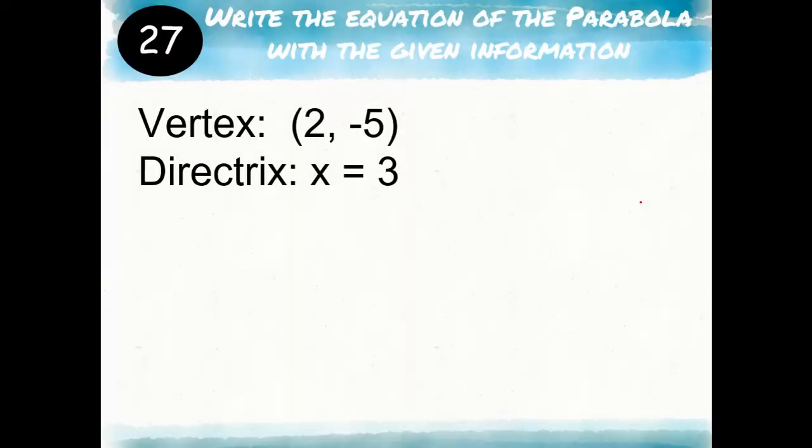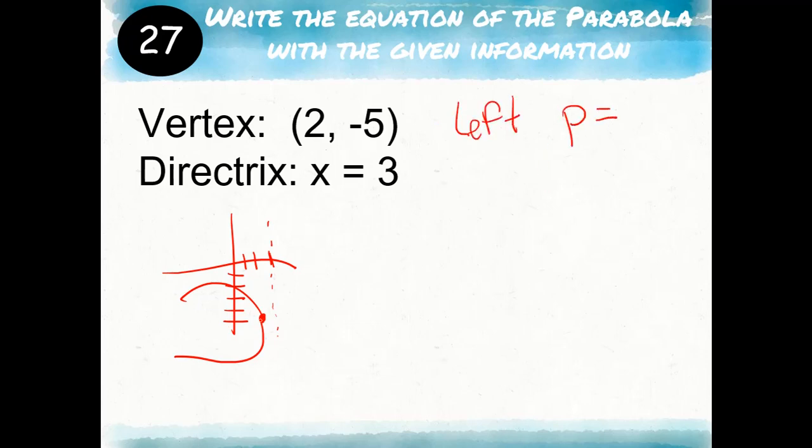Now, what if I'm given the Directrix? Oh, no. It's all right. We got this, okay? So I'm going to do a quick little sketch. So 2, down 5. Probably is a line there. X equals 3. So that would be a line right here. So since that's Directrix, my parabola can't go towards the Directrix. So I go away. So it's going to be a left-facing parabola.